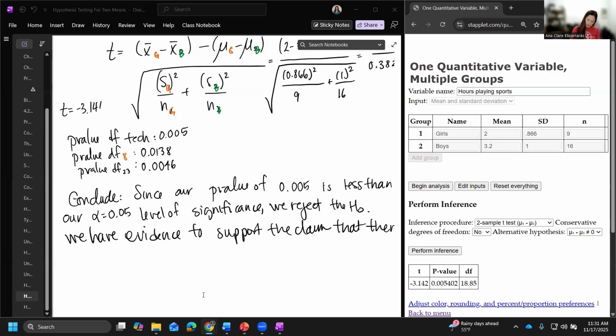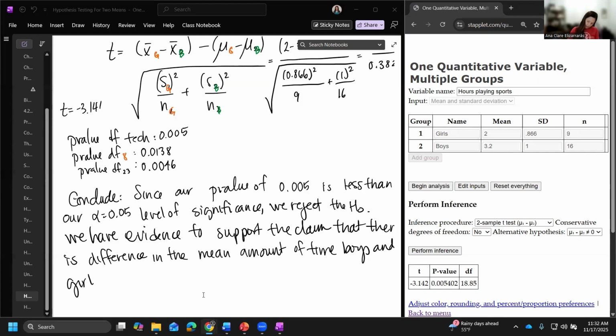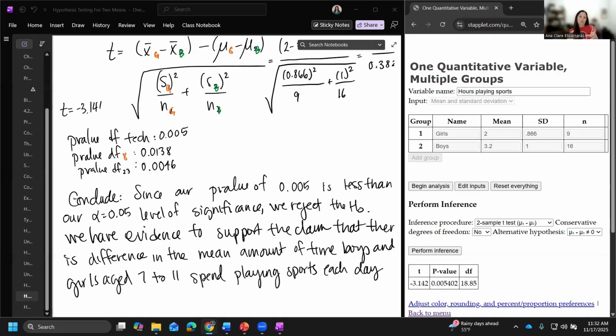Is that enough? No. A difference in what? A difference in the mean amount of time boys and girls aged 7 to 11 spend playing sports each day. The conclusion, the statement, and the checking of the conditions is roughly the same.